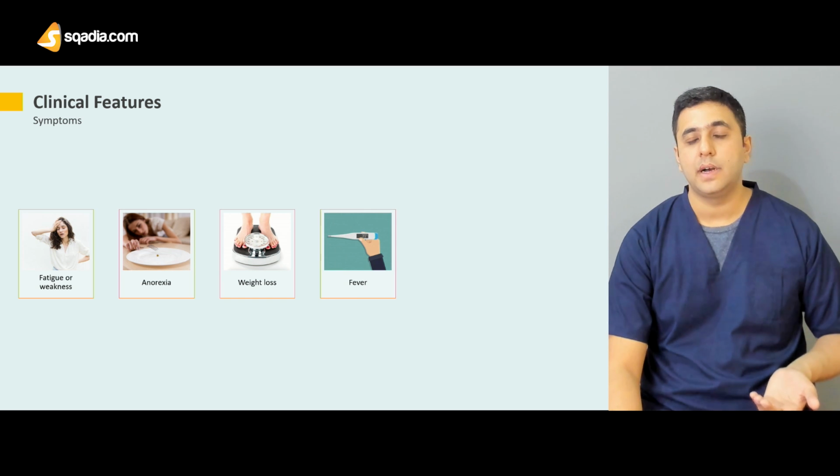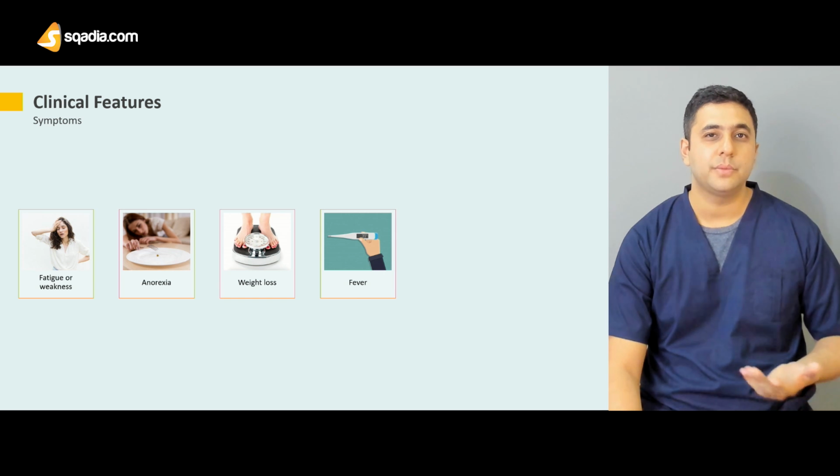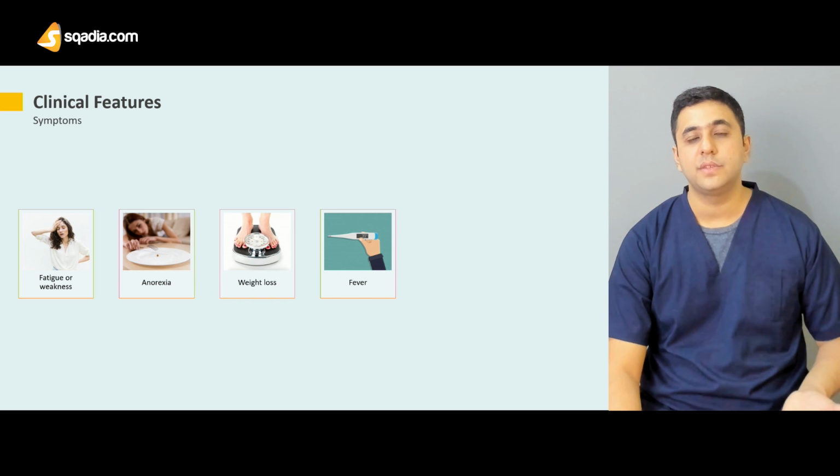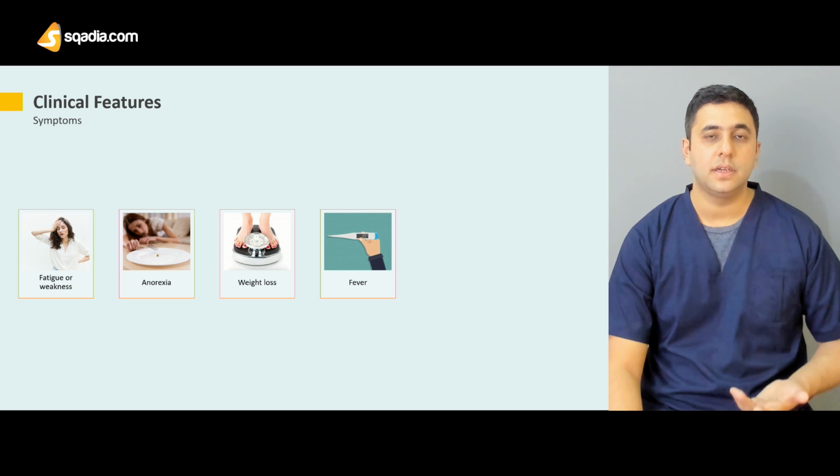Fever is also a very common presentation. This is because of any underlying infection, because the WBCs are ineffective at performing their job. Although the number of the WBCs is high, those are the malignant cells. They don't do their job well, which is protecting the body against infections. That's why the patient will have a fever.